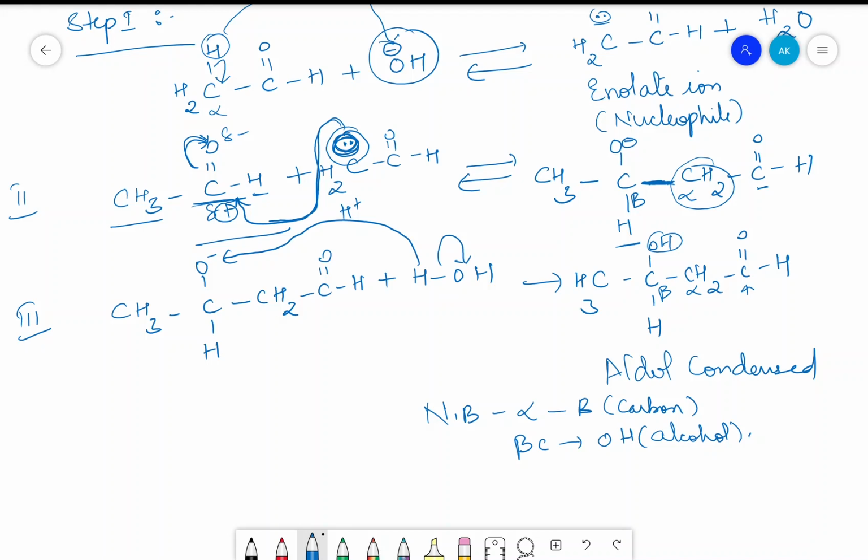This is the carbonyl carbon of the second aldehyde. The product contains two functional groups, that is a carbonyl group and an alcohol group. This is the carbonyl group and this is the alcohol group. The hydroxyl group is always attached to the beta carbon, which we have generalized just now, and this is your beta position. Aldols are easily dehydrated.